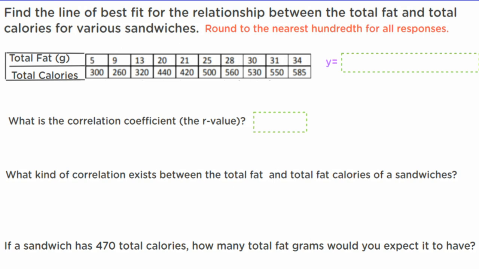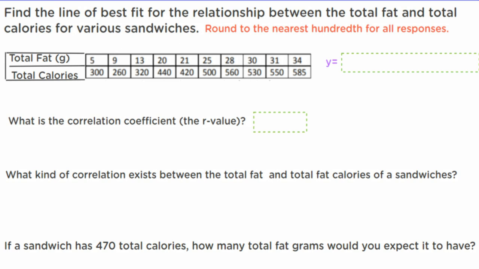We've been practicing finding linear regression equations, or lines of best fit, based on data sets that we're given. And today we're going to practice the same here. So we want to find the line of best fit for the relationship between the total fat grams and the total calories for our various sandwiches that were collected. So here in our table, we can see the total fat and total calories.